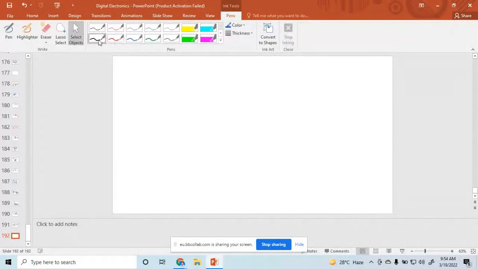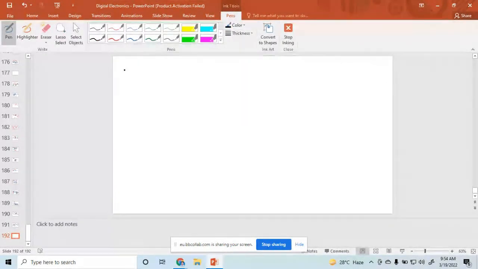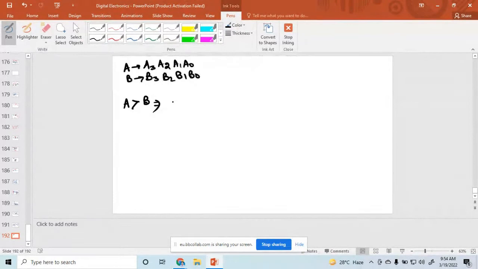So what is the condition for A greater than B? So just I'm writing the expressions. A is A3, A2, A1, A0. B is B3, B2, B1 and B0. Now the condition is, what is the condition for A greater than B?